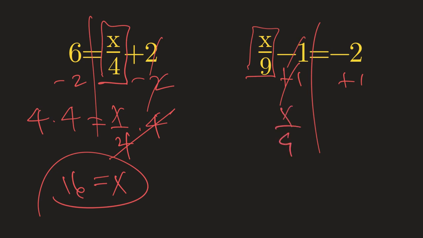X over 9 equals, okay, negative 2 plus 1, negative 1. Watch your signs. Those stinking integers. They just never go away. You're going to always be dealing with integer numbers. So here's what we've got. Variable term is isolated. X over 9 equals now negative 1.